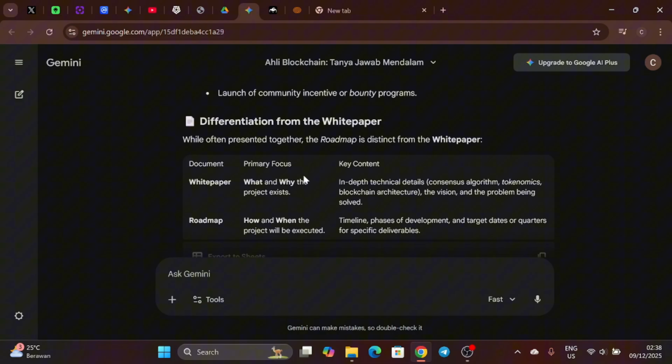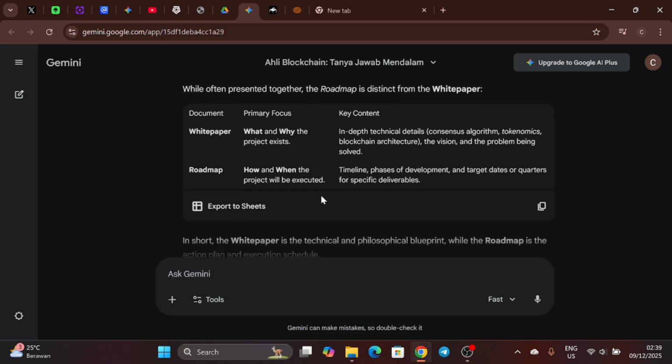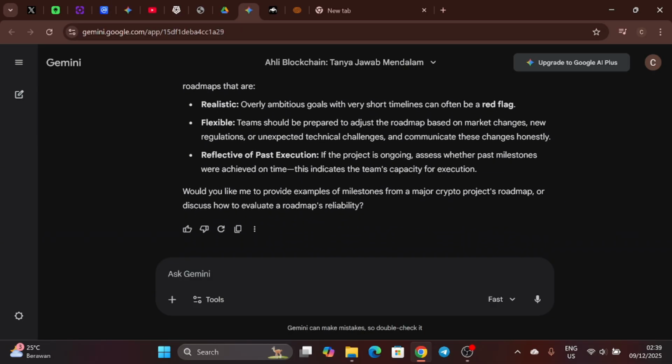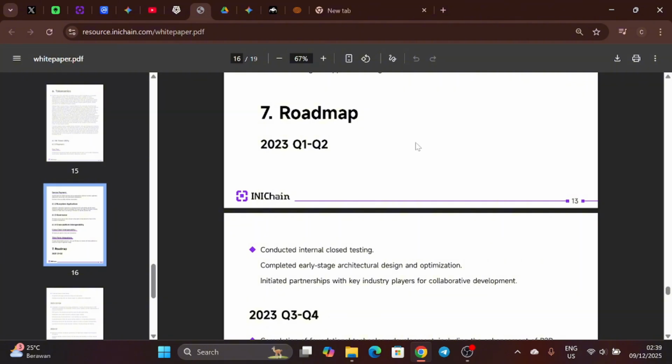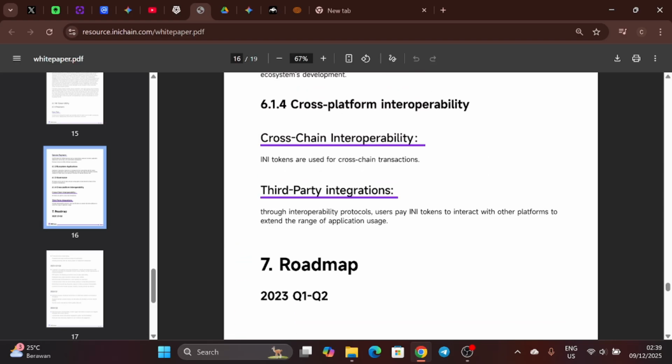Okay, differentiation from the white paper. While often presented together, a roadmap is distinct from the white paper. The white paper covers what the project is and why it exists. The roadmap covers how and when the project will be executed. So this is a lot of explanation, and now we jump into the INICHAIN roadmap.